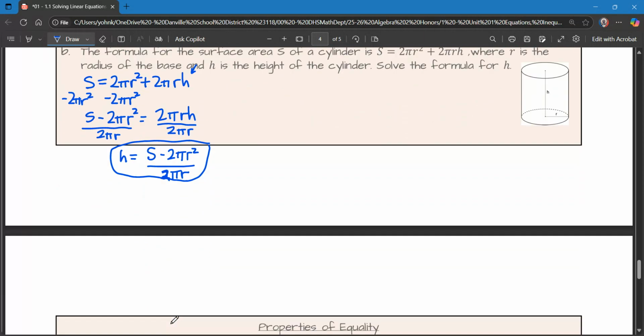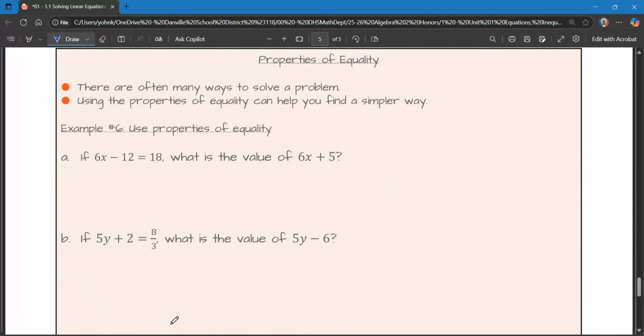All right, one more slide. So there's often many ways to solve a problem. You can use the properties of equality to help you find a simpler way. I'm going to show you two methods here, one using the properties of equality, one not, and then you decide which way you like better.